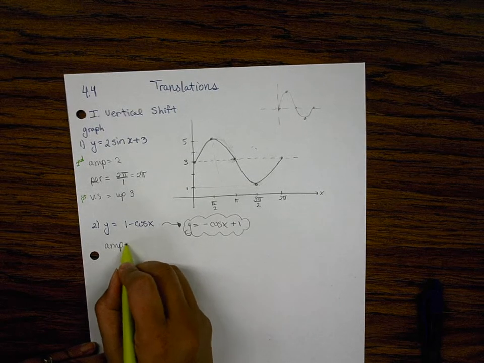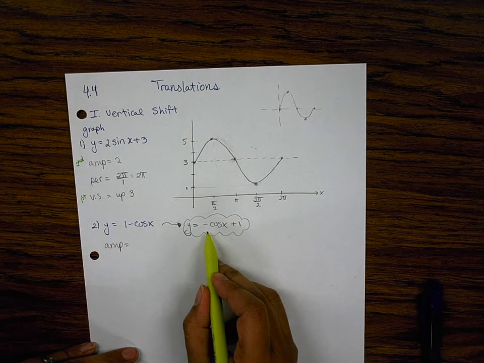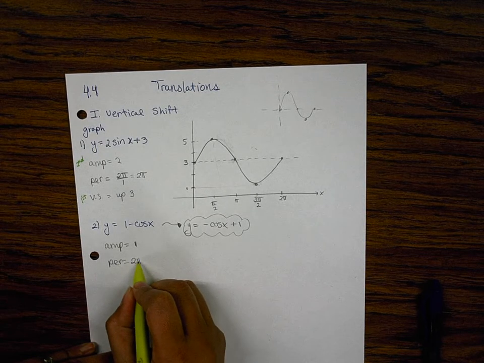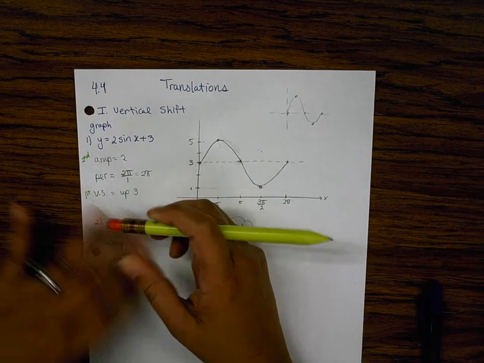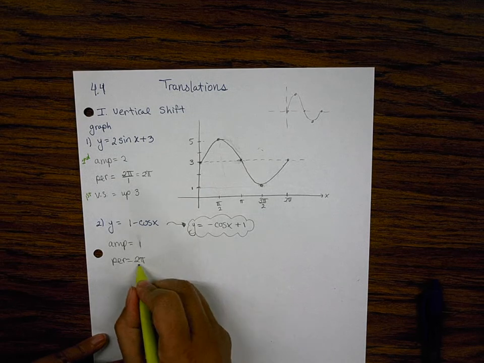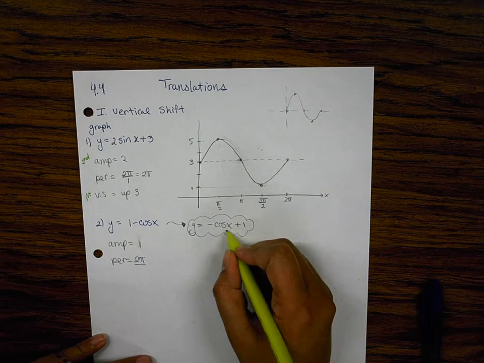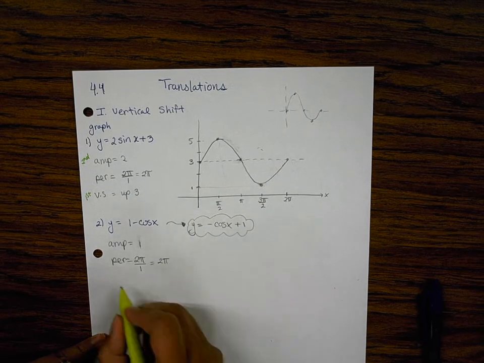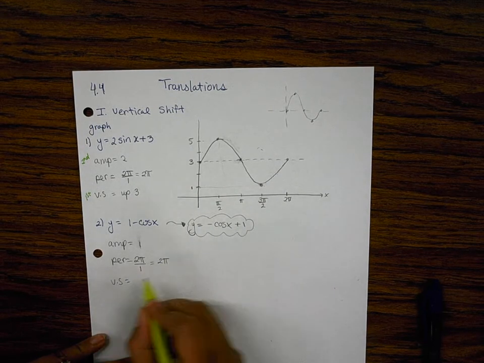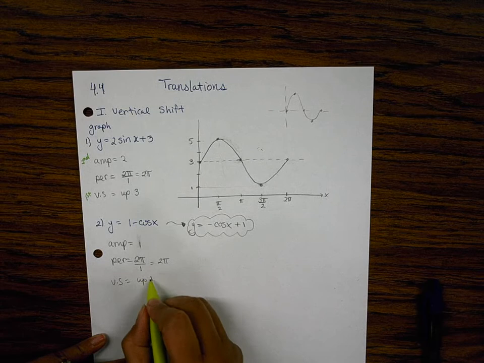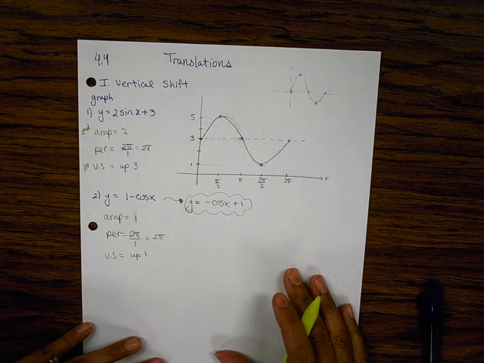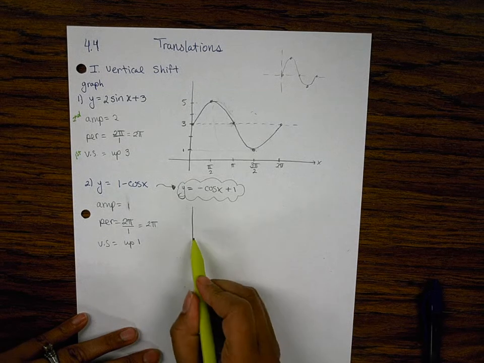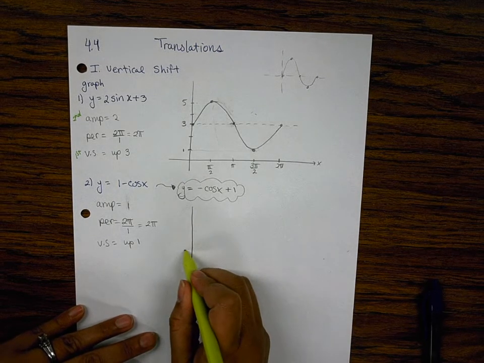Your amplitude is positive 1, because the absolute value of negative 1 is 1. Period is 2 pi over the coefficient here is 1, not over x, over 1, and 2 pi over 1 is 2 pi. And your vertical shift, since it's positive 1, is up 1. Okay, so what is going to happen here?